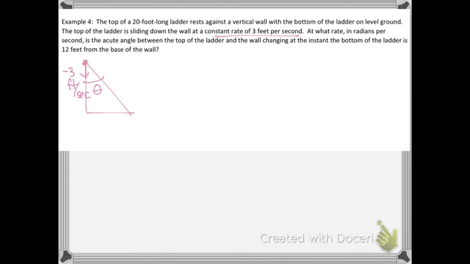So let's call this theta. So our unknown is d theta/dt. At the instant, the bottom of the ladder is 12 feet from the base of the wall. So at some point in time, this is 12 feet away.